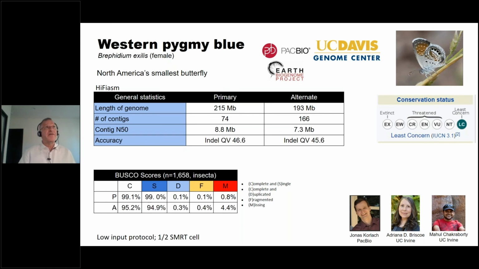But the contig N50, as you can see, easily meets the EBP standard on the primary haplotype. Each of these assemblies was done with HiFiasm and phased into primary and alternate haplotypes. The contig N50, 8.8 megabases and 7.3 megabases on the alternate, is really extraordinary, as are the BUSCO scores with a level of completeness of 99% complete genes in the primary assembly, 95.2% in the alternate assembly.